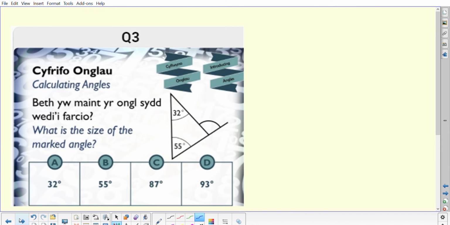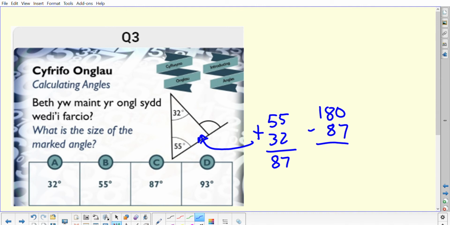For this question here, question 3, calculating angles, what is the size of the marked angle? Now in this one the marked angle is actually outwith the diagram, so you can see that there is one angle still to work out inside the triangle. So if we add up our 55 and 32, that's going to get us 87, and if we then take that away from 180, then I would have 93 would be the missing angle in here in the triangle.